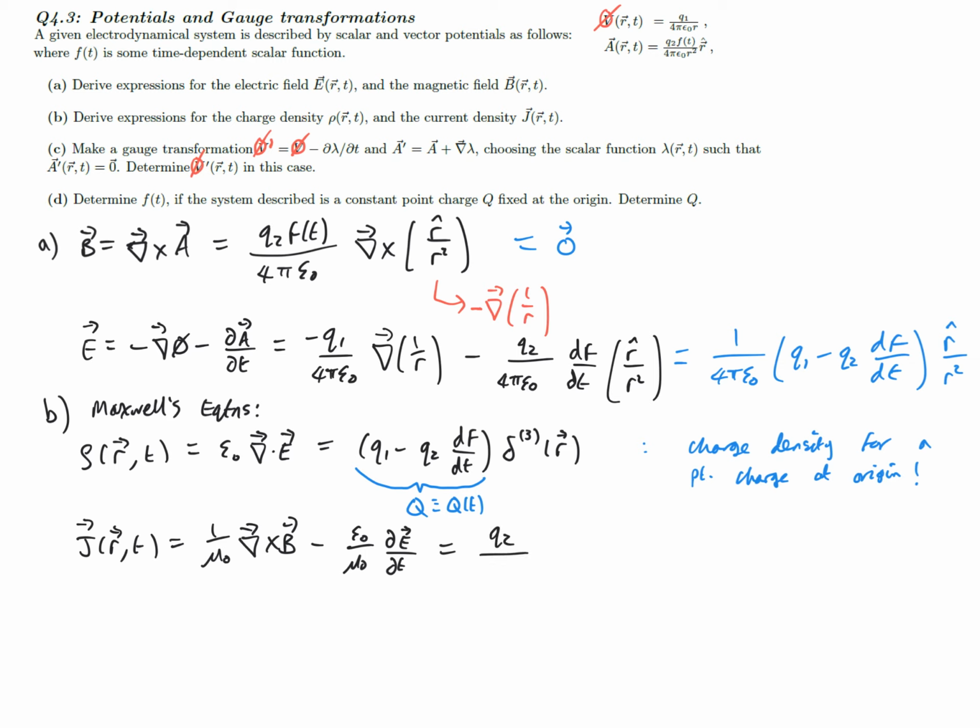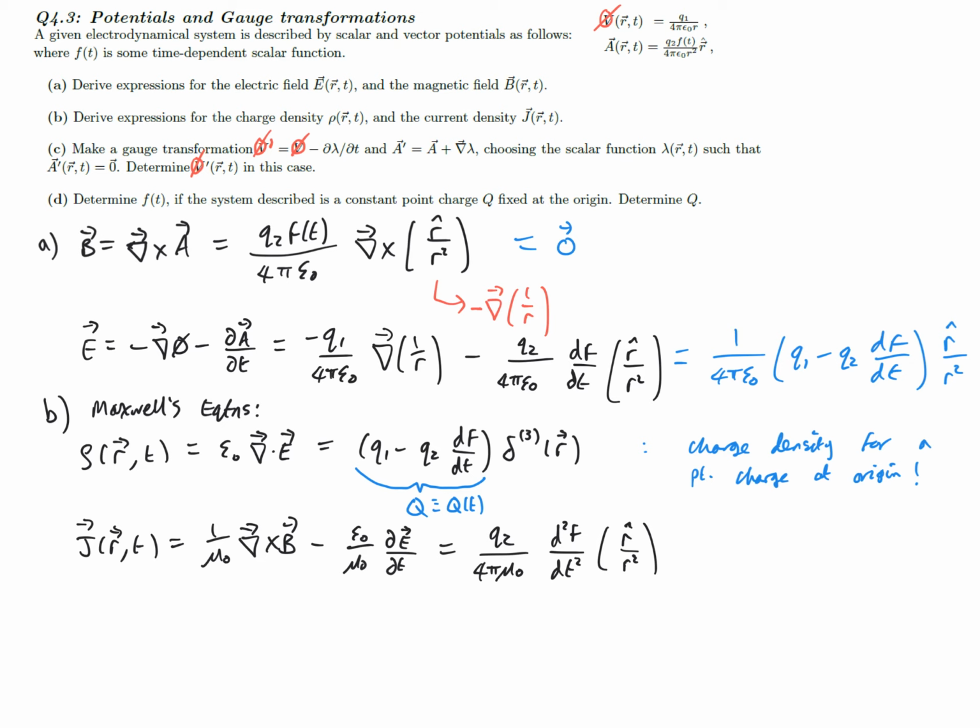And what do we get? We get q2 over 4 pi mu naught d squared f by dt squared, all again r hat upon r squared. So we see that the current depends on the second derivative of this function f, and it of course only relies upon the q2 parameter.